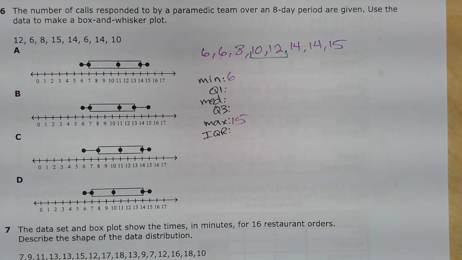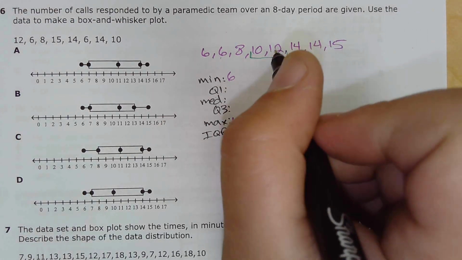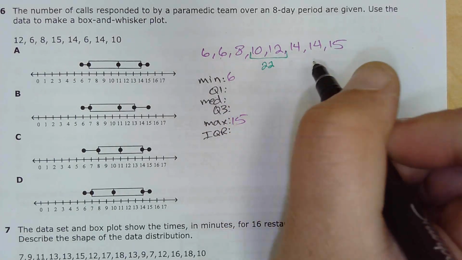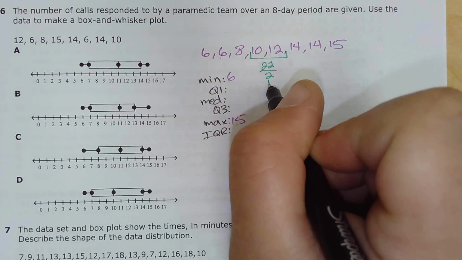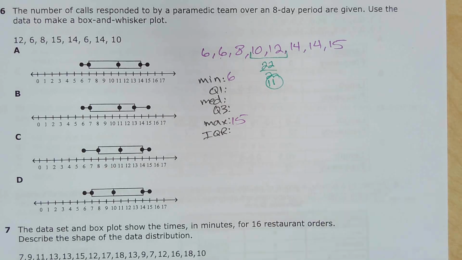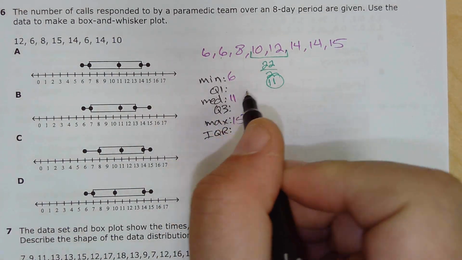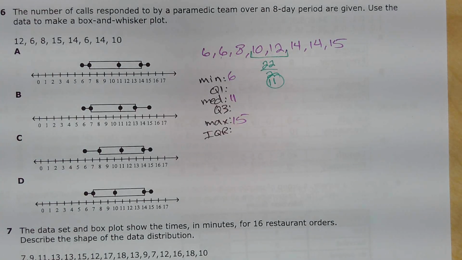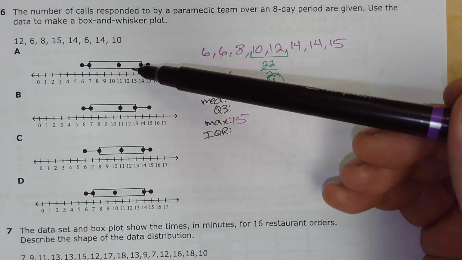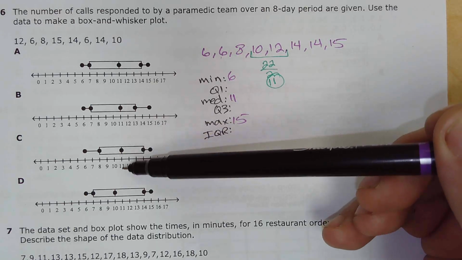Well, we have to add those 2 numbers up and divide by 2. So if I add 10 plus 12, I end up getting 22. And if I divide that by 2, I really end up getting 11. So now I have my median. My median is 11. So I'm going to look at my answer choices and see if I can maybe find something different. 11, 11, 11, 10.